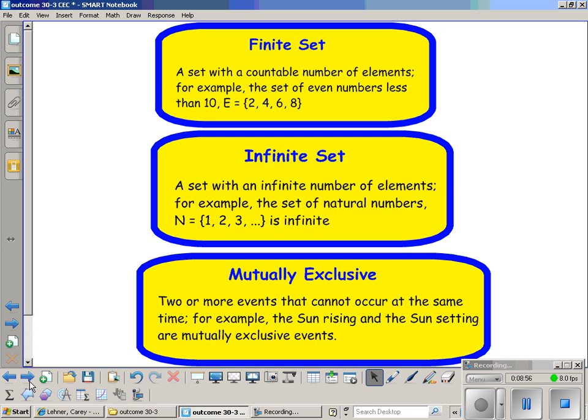Mutually exclusive is when two or more events cannot occur at the same time. For example, the sun rising and the sun setting are mutually exclusive events. They do not happen at the same time.